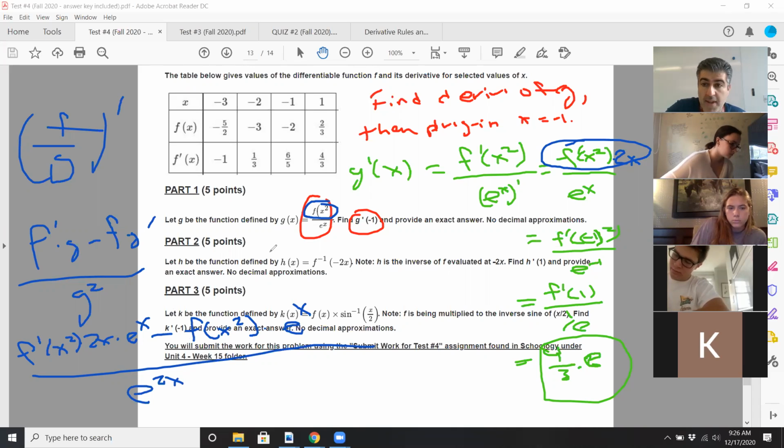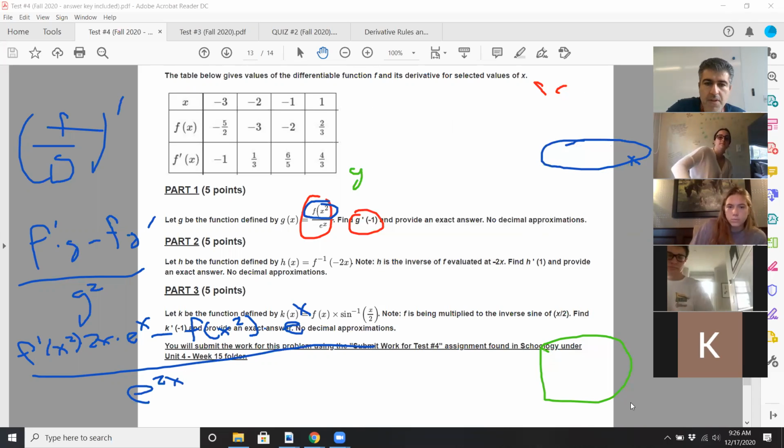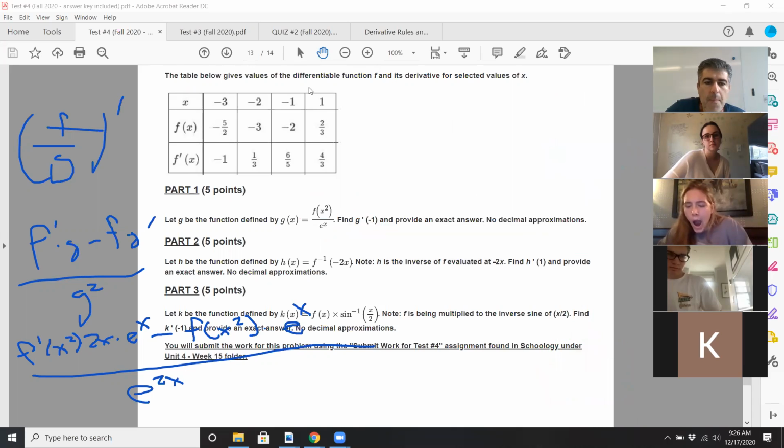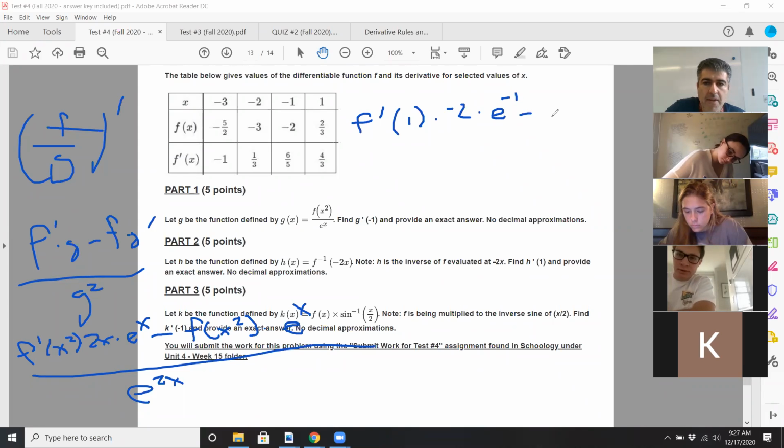But then you got to plug in -1 correctly and get the right answer. If you plug in -1 correctly and get the right answer, let me delete all that and erase this chunk here. Okay. So yeah, f prime, and I'm plugging -1 in. So if you square -1, that's 1, times -2 times e to -1, minus f of 1 times e to -1, over e to -2. F prime of 1, just look at the table, is 4/3.